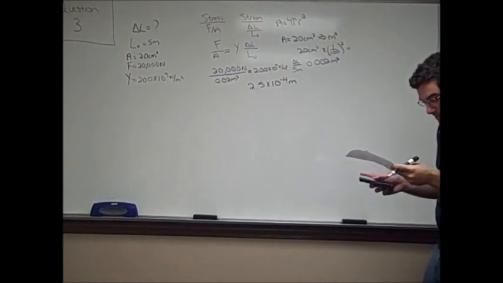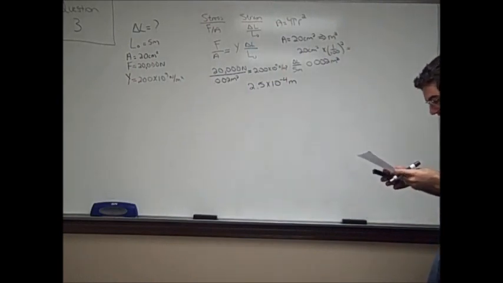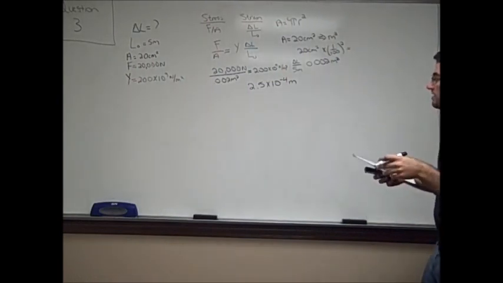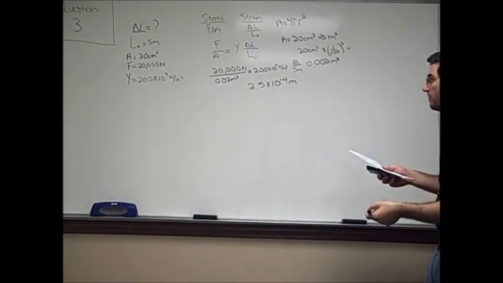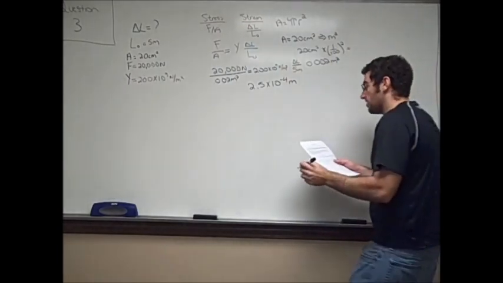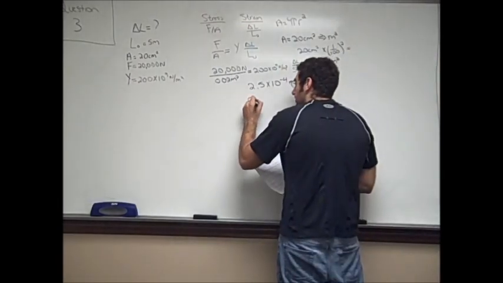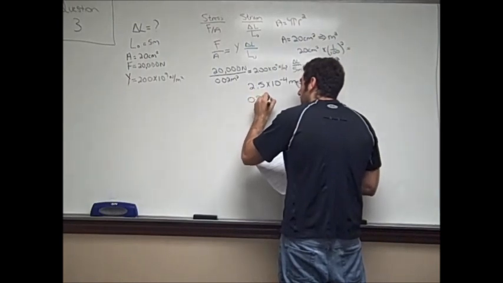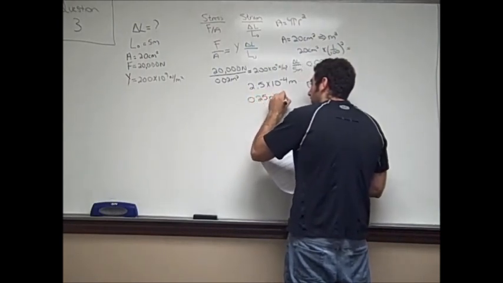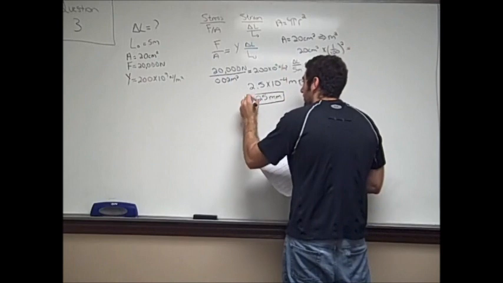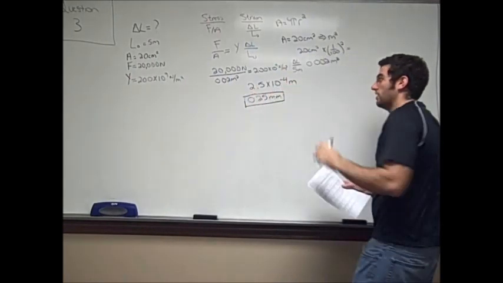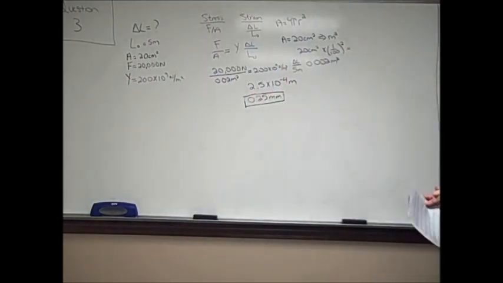And looking at our choices, everything is in either millimeters or centimeters. So we know 2.5 times 10 to the minus 4 meters is equivalent to 0.25 millimeters if we multiply 2.5 times 10 to the minus 4 by 1,000.